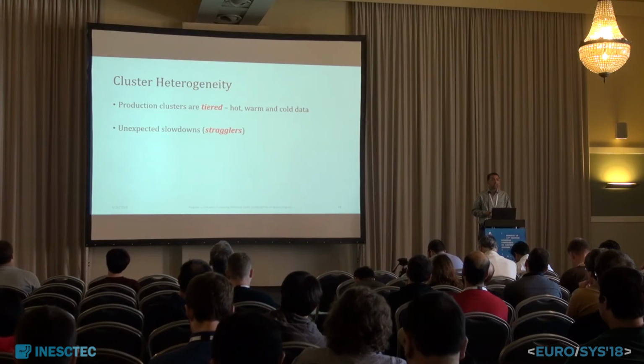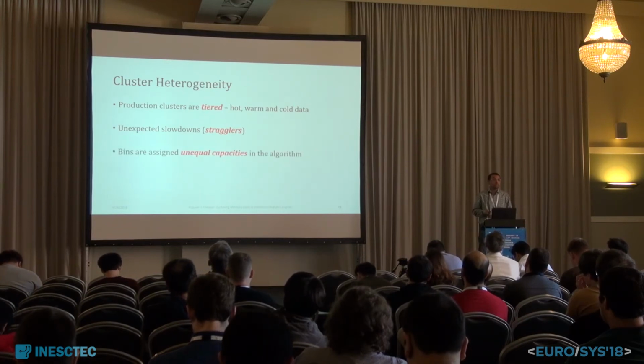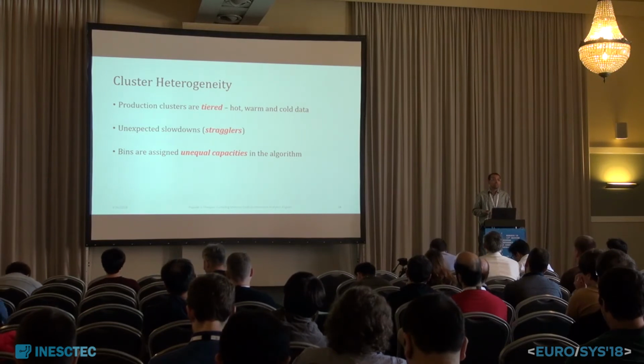Additionally, you can expect unexpected slowdowns due to stragglers. To handle such heterogeneity, GetFX assigns unequal capacities to the bins based on what percentage of the query load it handled in the last rounds.